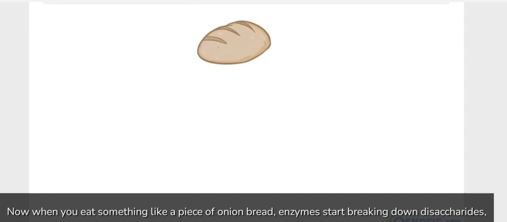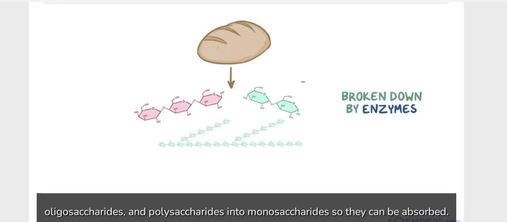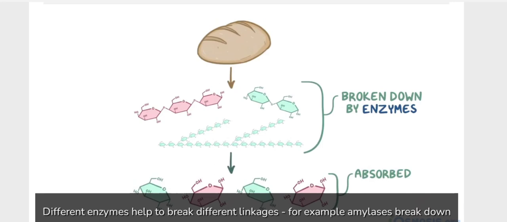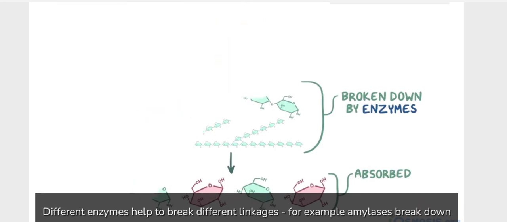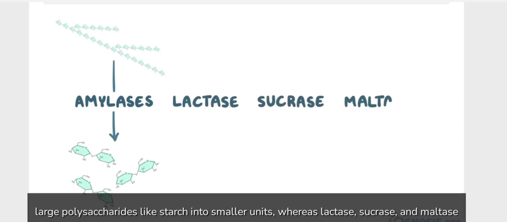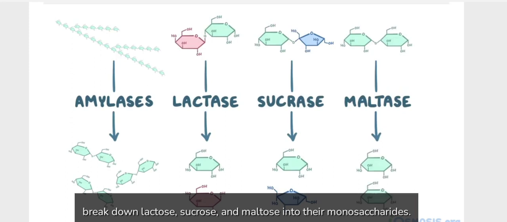Now, when you eat something, like a piece of onion bread, enzymes start breaking down the disaccharides, oligosaccharides, and polysaccharides into monosaccharides so they can be absorbed. Different enzymes help to break down different linkages. For example, amylases break down large polysaccharides like starch into smaller units, whereas lactase, sucrase, and maltase break down lactose, sucrose, and maltose into their monosaccharides.